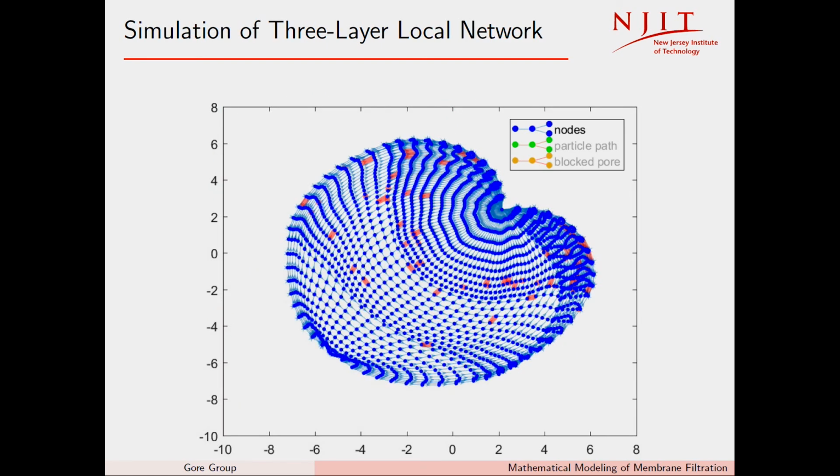Similarly, we can take this model and simulate exactly what one particle does once you insert it. This is a network for 3 different layers. Here's one layer, you can see the interface, and here's the interface for the 3rd layer. This is the source. A particle is going to get inserted here, and it's going to travel down to the sink. These red edges are where a pore got plugged up.